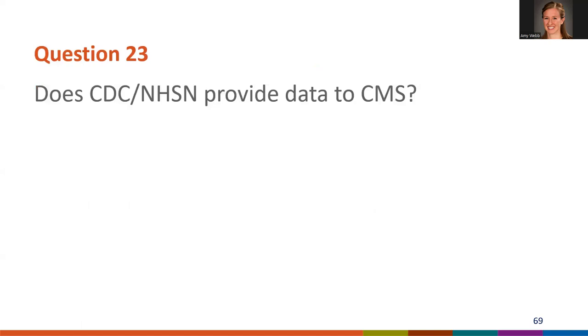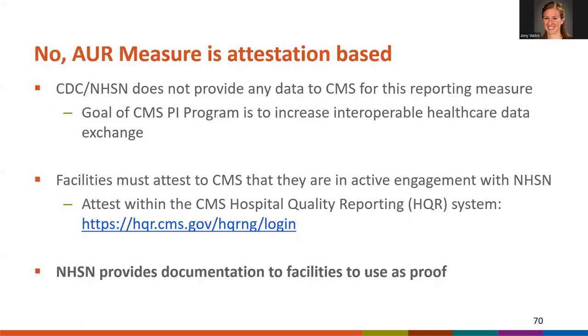Does CDC and NHSN provide data to CMS? No, the AUR measure is attestation based, so we do not provide any data to CMS for this reporting measure. Again, the goal of the PI program is to increase interoperable healthcare data exchange. So you, as the facilities, are going to attest to CMS that you are in active engagement with us to report your AUR data. And again, those attestations are completed within the CMS Hospital Quality Reporting System. We simply provide your facility with documentation to use as proof in the event that CMS were to audit your active engagement status.